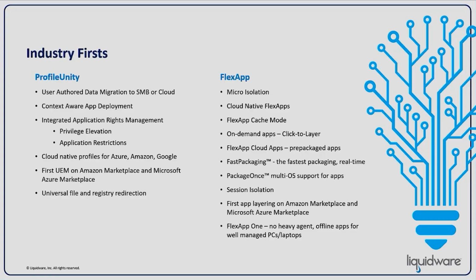On-demand apps was the first. It was a first from FlexApp. That is, if the app doesn't really need to be on that endpoint, you can just put a stub icon there, and when the user clicks it, then it's brought down and cached down to the endpoint within seconds and opens up.